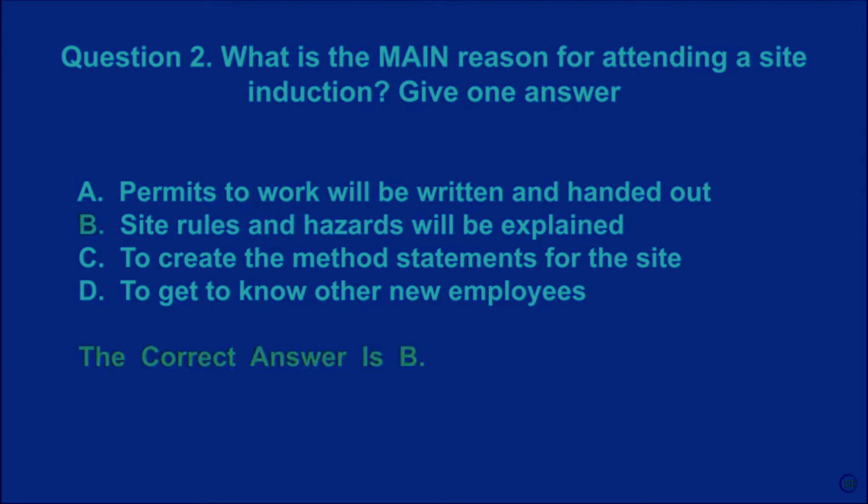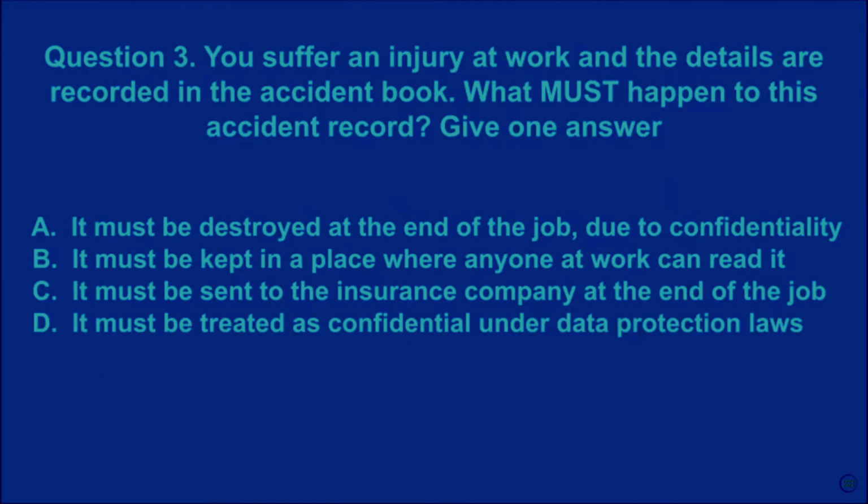The correct answer is B. Question 3. You suffer an injury at work and the details are recorded in the accident book. What must happen to this accident record?